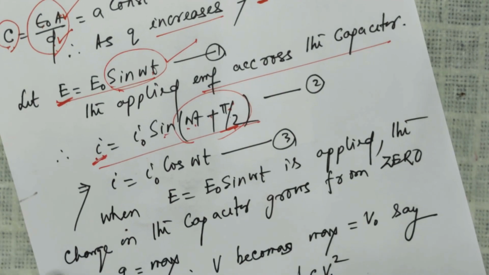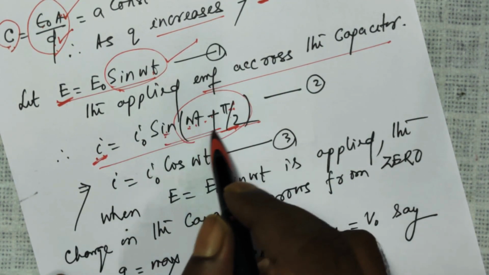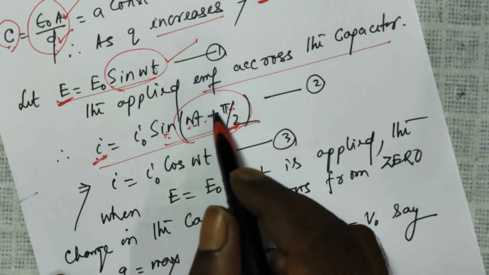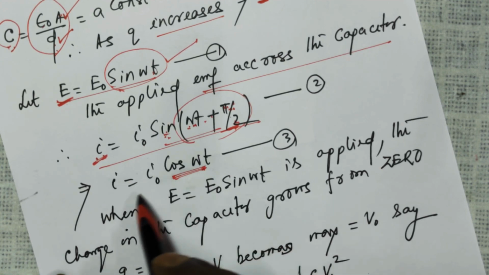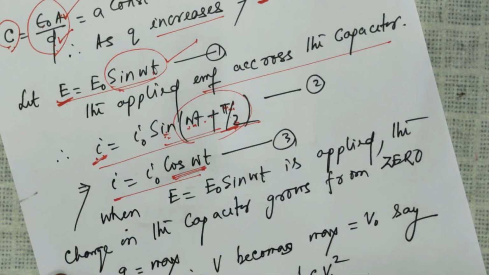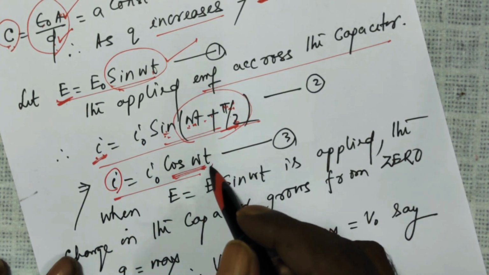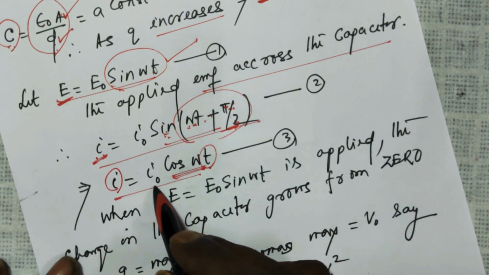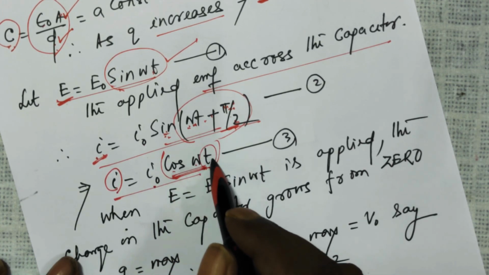Okay. And how much is sin omega t plus pi by 2? You can write it as sin pi by 2 plus omega t. Pi by 2 is 90, sin 90 plus theta, that is cos theta, cos omega t. So I is equal to I naught cos omega t. Means current at any time t is equal to the maximum current multiplied by cos omega t, right?